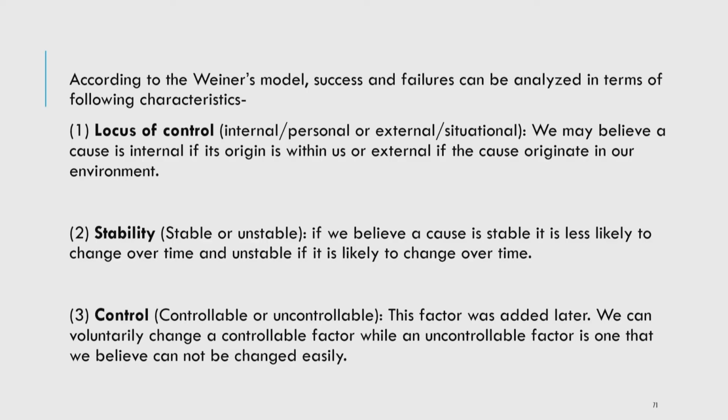So factors could be stable, unstable, and then later they added one more factor called controllability. We can voluntarily change a controllable factor, while an uncontrollable factor is one that we believe cannot change easily. It is related to stability, but sometimes it may differ in certain circumstances. Mostly, let's say effort and motivation are controllable factors, and ability and intelligence are uncontrollable factors. So these three sets of factors influence our explanation of life situations, particularly in the context of success and failure.